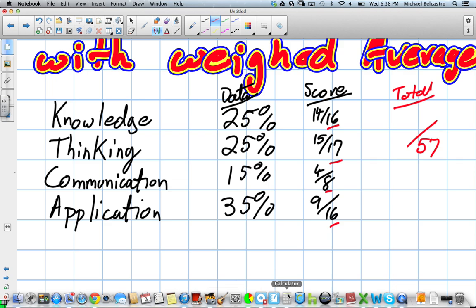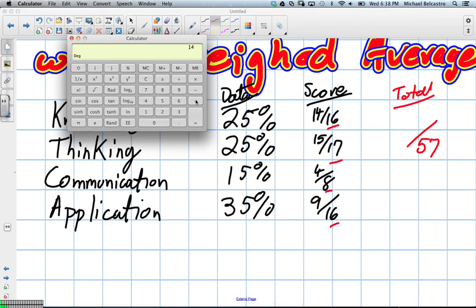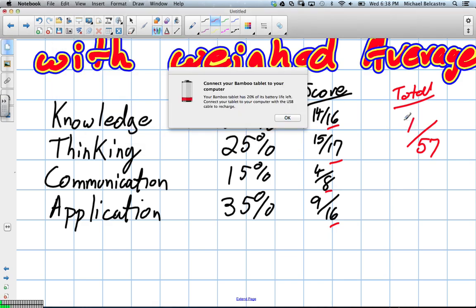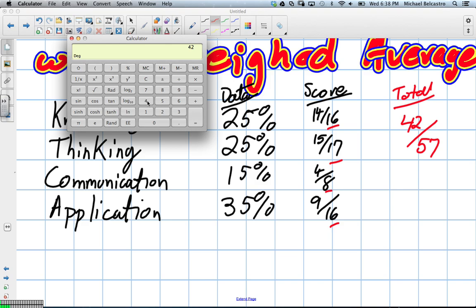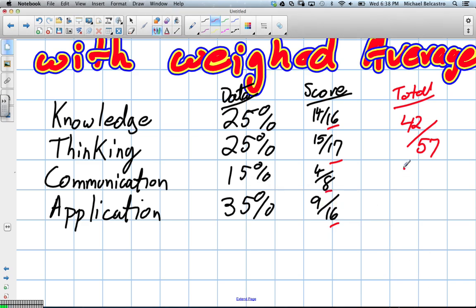Your scores were 14, 15, 9, and 4, 42. So 42 divided by 57 gives us a 73.6 average. Okay, that's reasonable. Makes sense. That's what we got as a total.